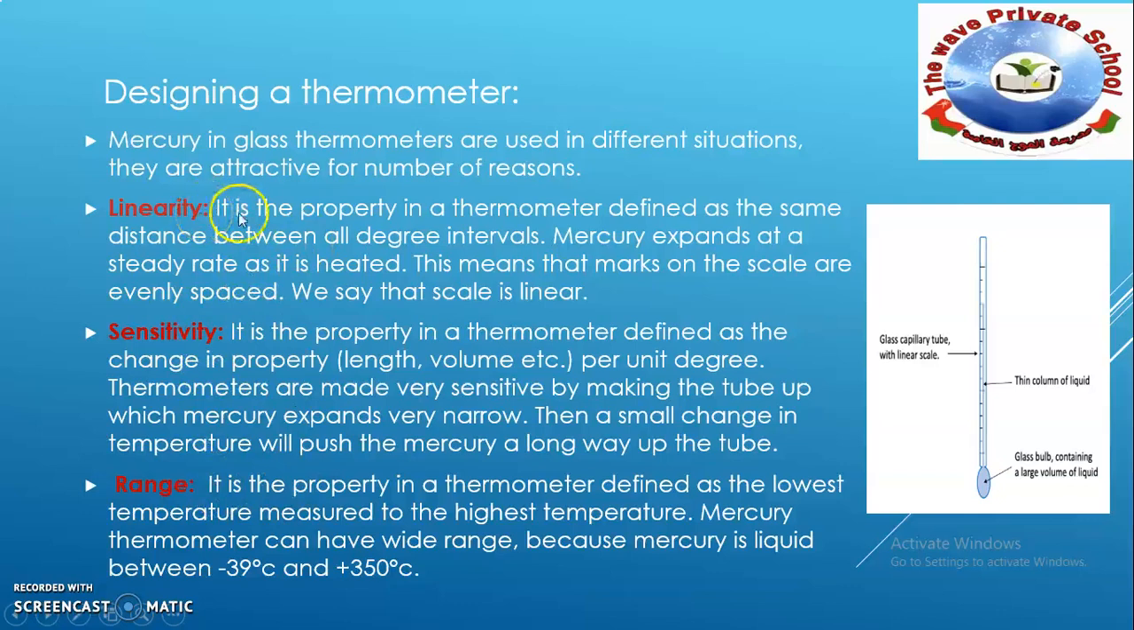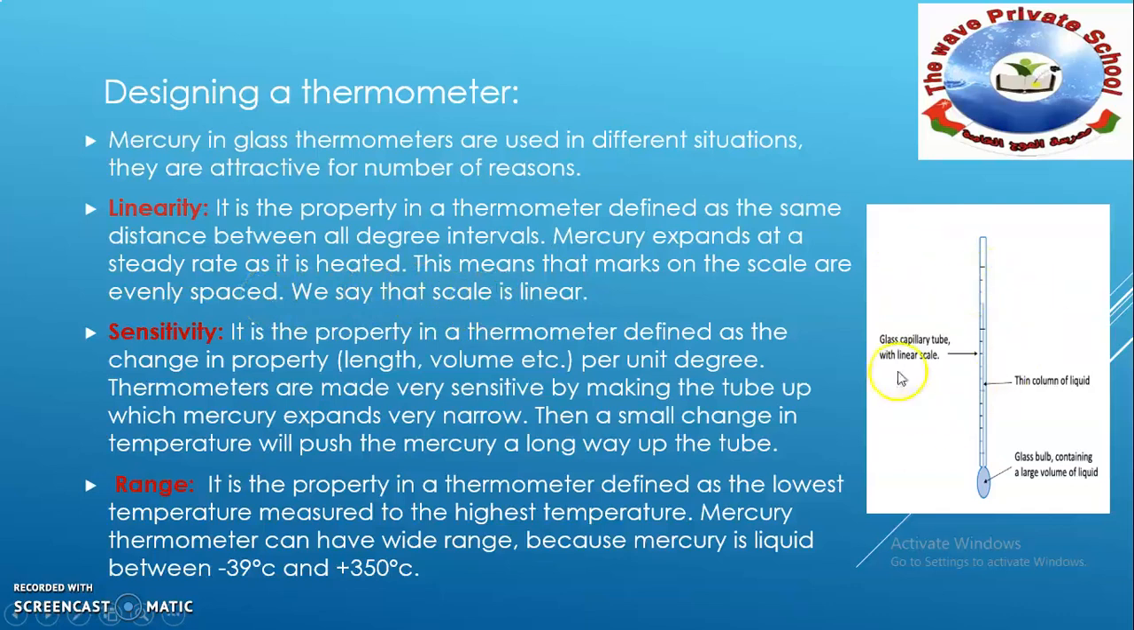First of all, linearity. It is the property in a thermometer defined as the same distance between all degree intervals. Mercury expands at a steady rate as it is heated. This means that marks on the scale are evenly spaced. We say that scale is linear.